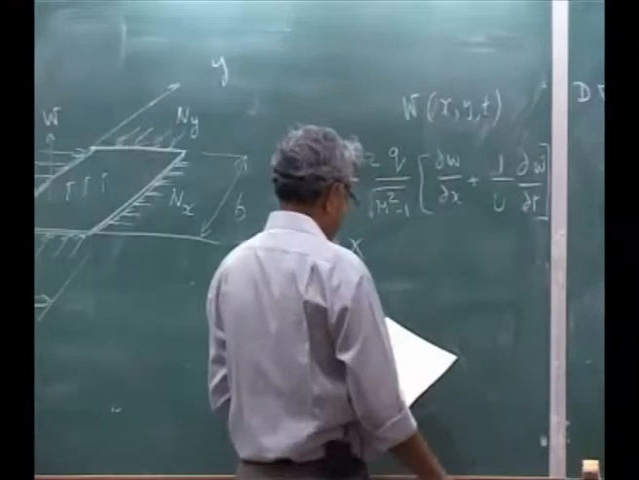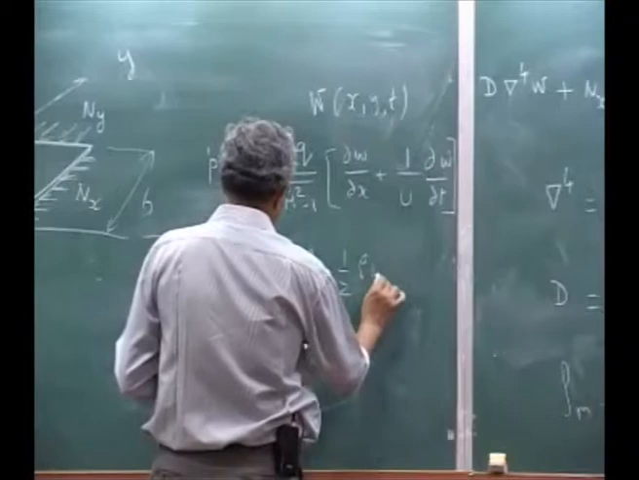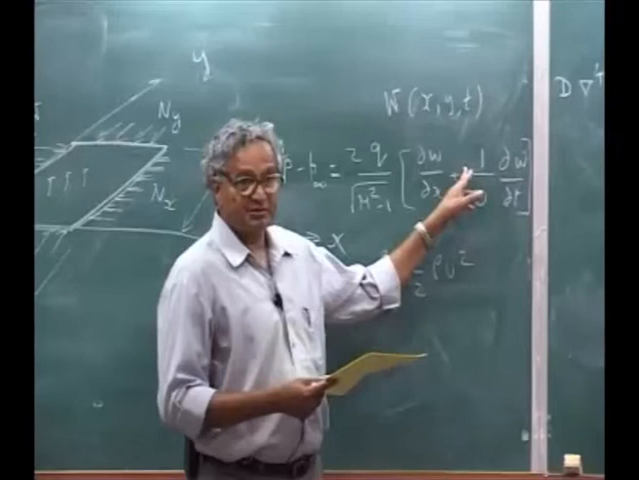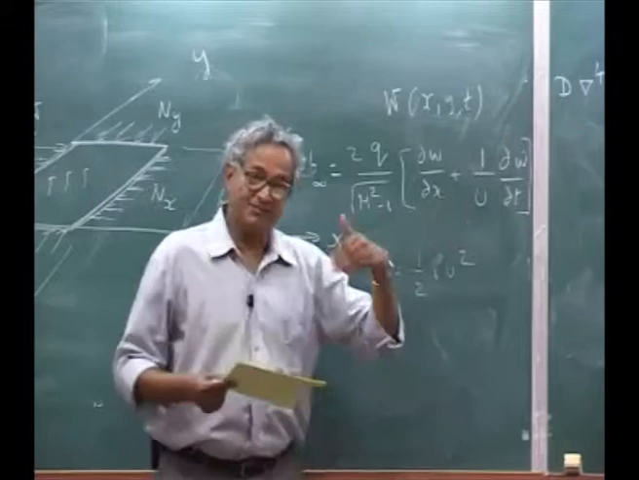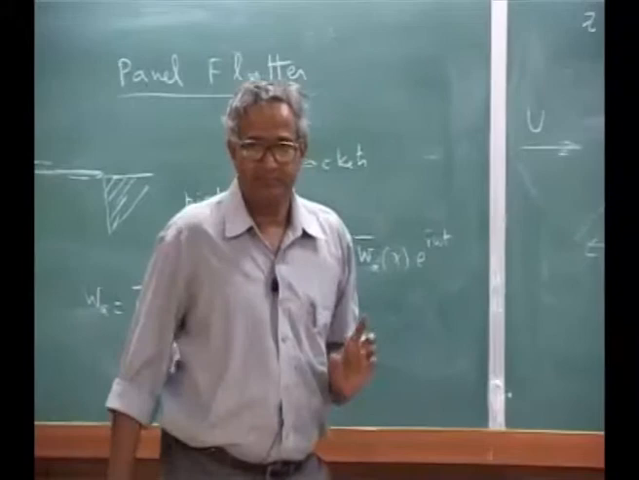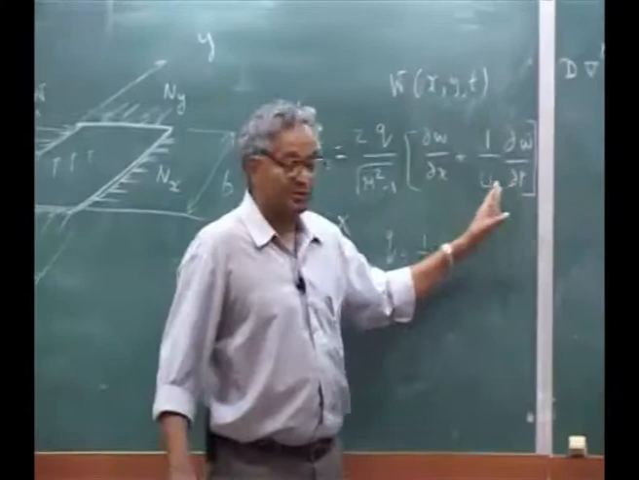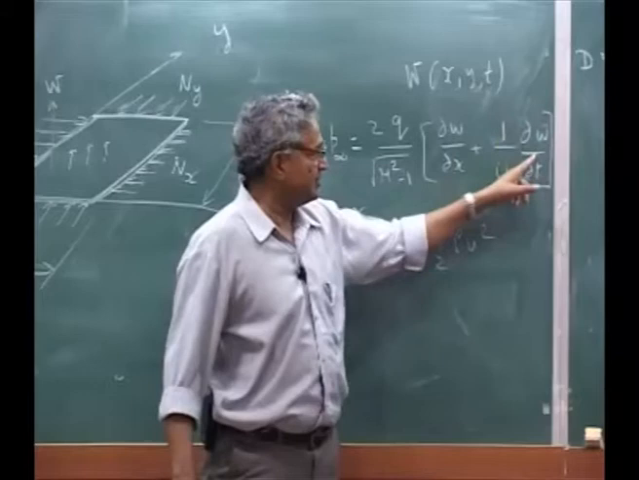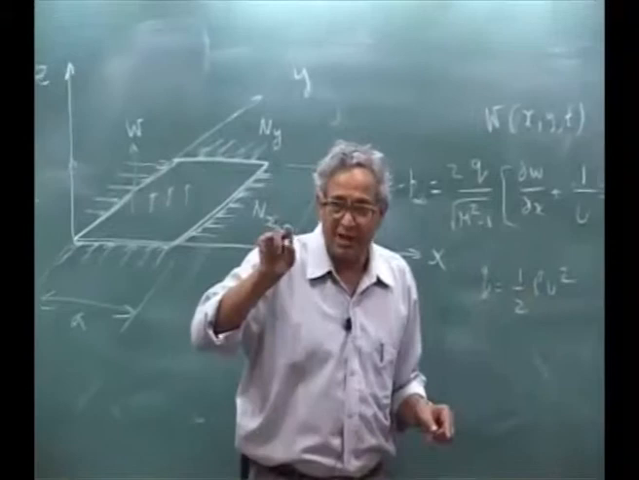Because you know Q is half rho U squared, they have different expressions also. Sometimes they have put one more term here for different Mach number. That was derived from another approximation. That is why you will find in the literature on plate theory different expressions they are using. Sometimes people neglect this term also, because this represents the instantaneous. What is it? Delta W by delta T is the velocity at that point, divided by U, that is the local angle of attack. This is local slope. So you add both of them.